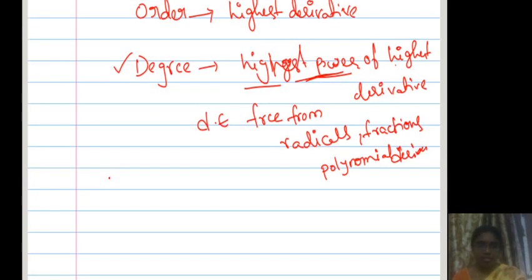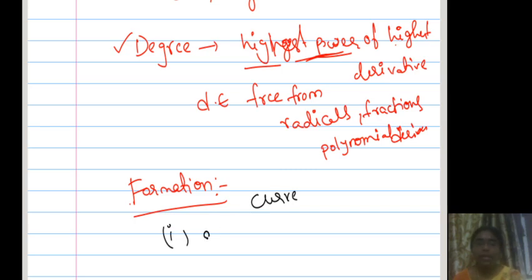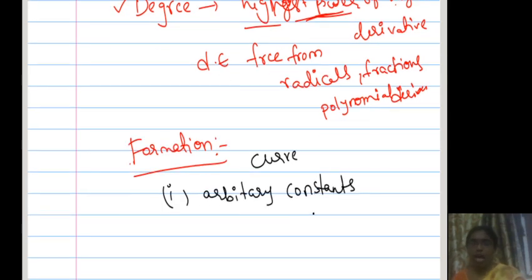That concept we discussed. Next, what we discussed, formation of a differential equation, meaning if a curve is given. If any solution like a curve is given, then how to form a differential equation for that curve. First of all, what is the first point? You have to see how many arbitrary constants are there in that curve, in that solution. You have to check the number of arbitrary constants. That many times you have to differentiate.